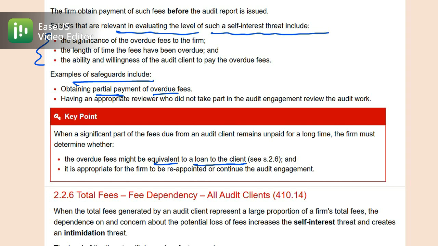So we have understood here the threat: self-interest, meaning unpaid fees and dependency. Factors you have to consider are significance, time overdue, and the client's ability and willingness. Safeguards are partial payment and an independent reviewer, and the key point is long overdue fees, loan, reconsider the engagement. So overdue fees create a self-interest threat because the auditor becomes financially dependent on the client, and the seriousness depends on how big the fees are, how long they have been overdue, and whether the client can or will pay. Safeguards include partial payment and independent review. And if the overdue fees are significant and long standing, they may be treated like a loan. In that case, the auditor must decide whether it's even appropriate to continue the audit.